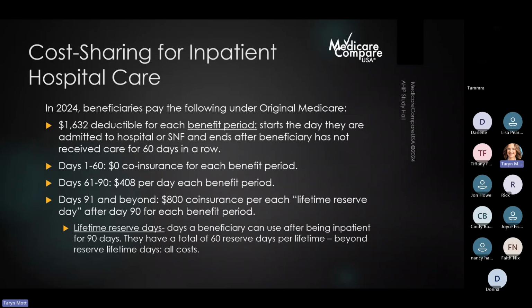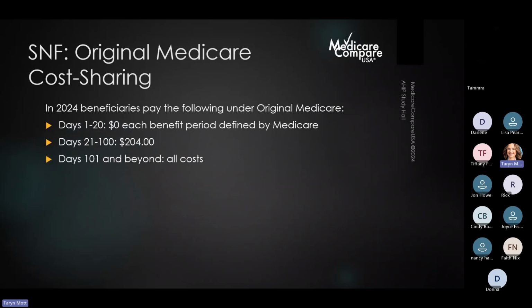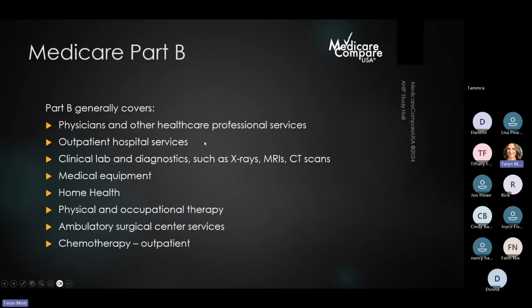The only thing you need to know for the test, I swear to you, is the psychiatric question I gave you for abusing drugs. But you still need to know this to help people. Skilled nursing facility beneficiaries pay the following under Original Medicare: $0 days 1 through 20, $204 days 21 through 100, and days 101 and beyond, all costs. That's if they only have Original Medicare.